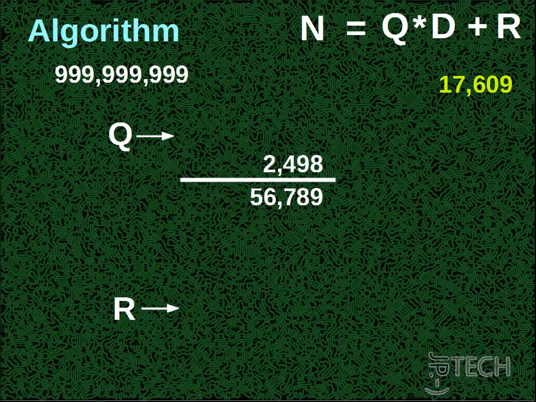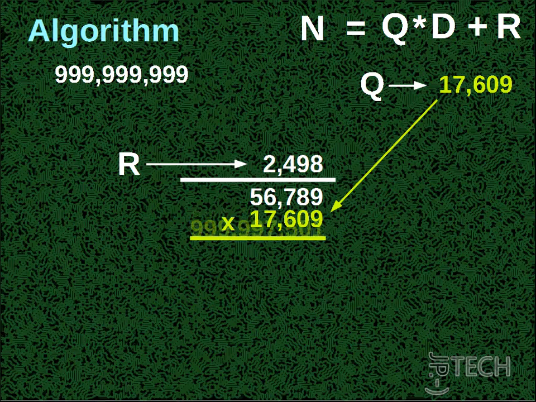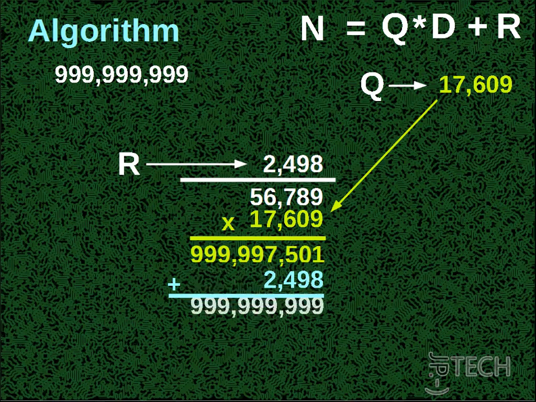This time, something strange has happened. Our remainder is less than our denominator. What this really means is that our previous quotient candidate is the final answer, and our remainder is truly the remainder of our division problem. We can easily check this. If we take our denominator, multiply by our quotient, and then add our remainder, we get our original numerator.